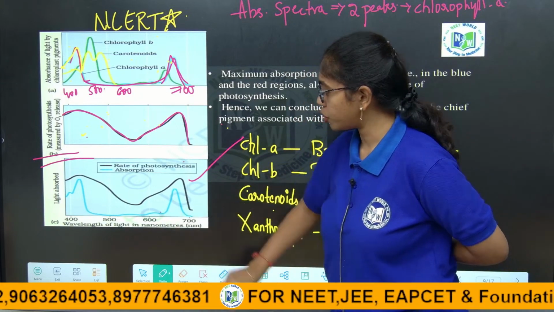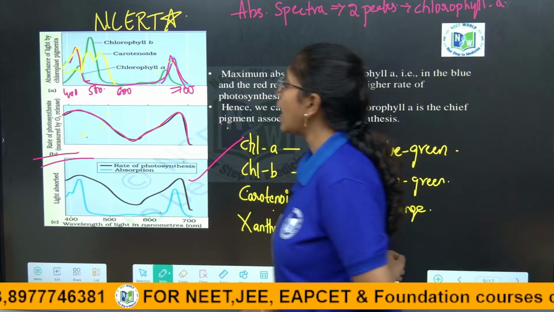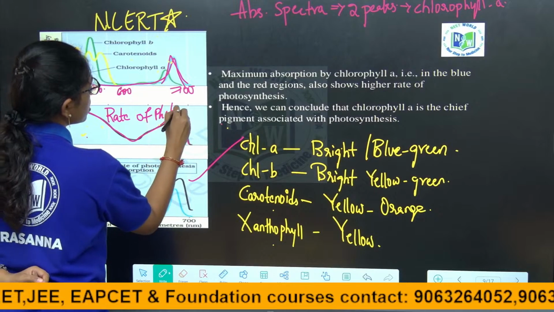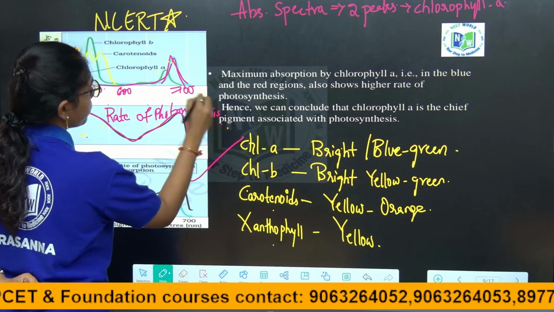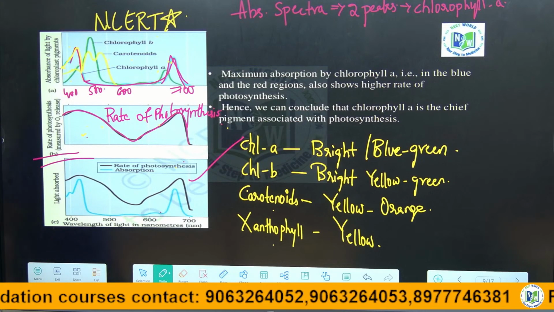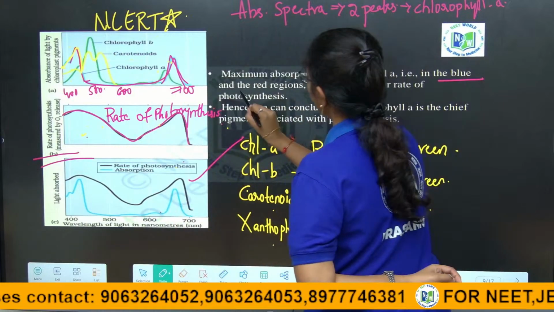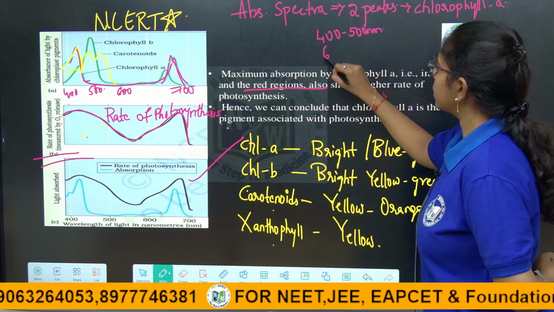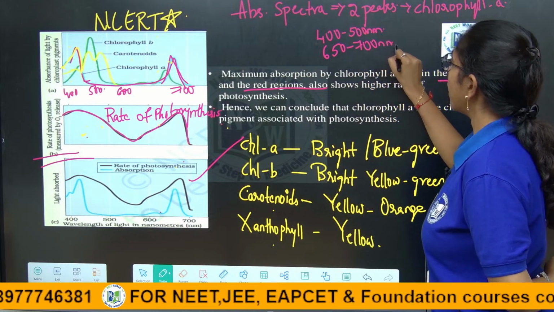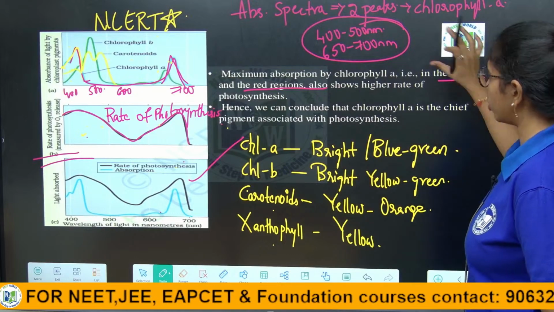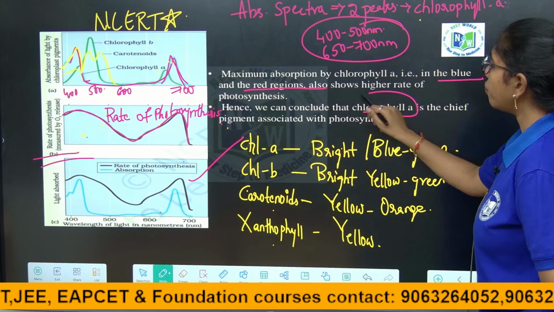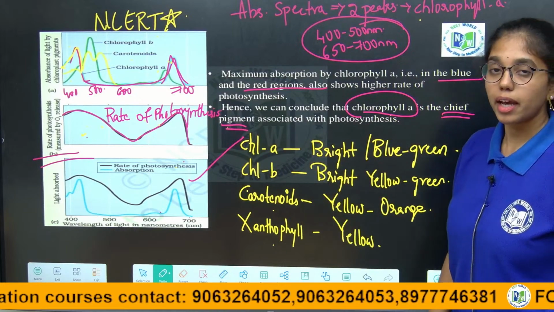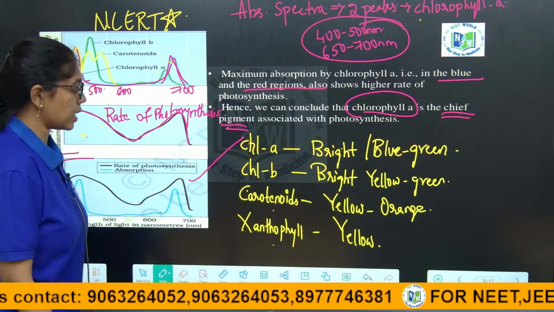Rate of photosynthesis and absorption. Rate of photosynthesis is depicted by what? Action spectra. Action spectra will show you the rate of photosynthesis. A high rate of photosynthesis is conducted by chlorophyll A, both in the blue and red regions, that is between 400 to 500 nanometers and 650 to 700 nanometers. At both regions, absorption has taken place, so it shows two peaks. Hence, we conclude that chlorophyll A is the chief pigment associated with photosynthesis. Clear with action spectra and absorption spectra? Yes.